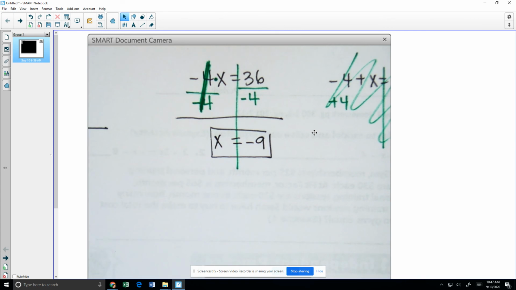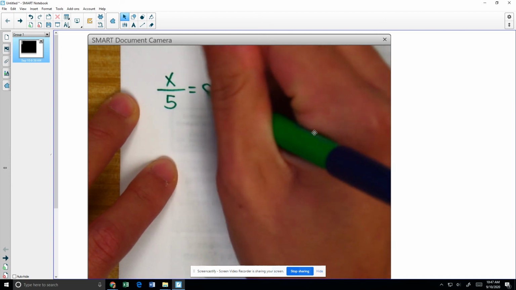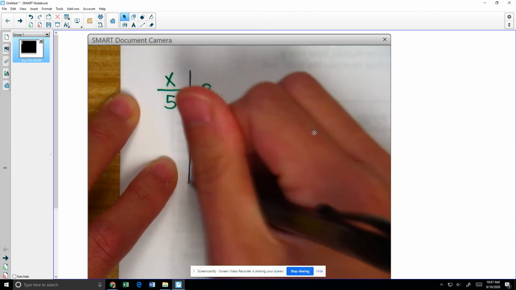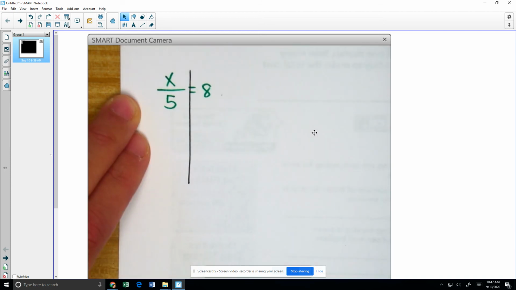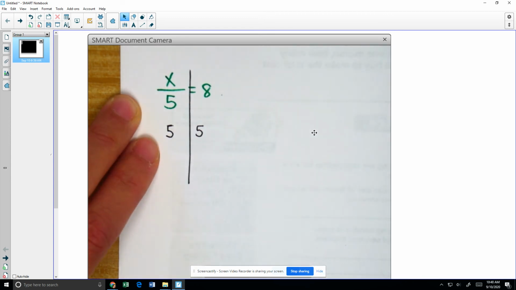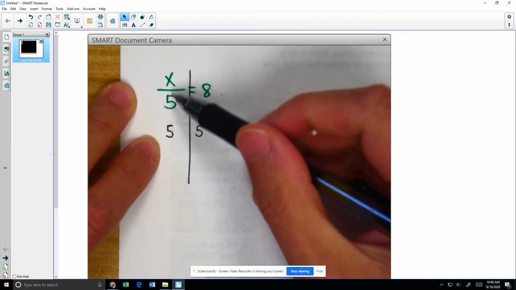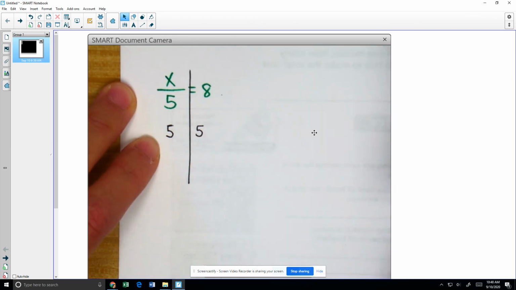Okay, let's try another one. x over 5 equals 8. What number is on the same side as x that needs to go bye-bye? 5. Okay, so I'm going to multiply. I need to move the 5. Look at how they're connected and then do opposite operations.